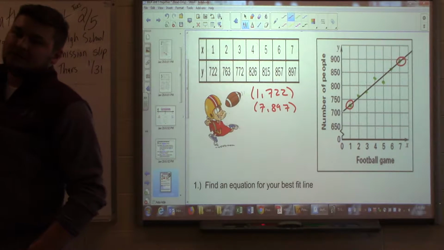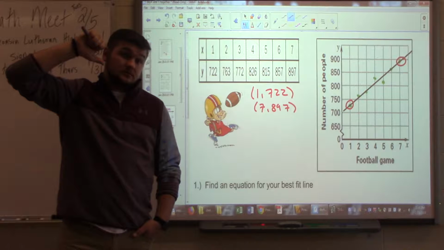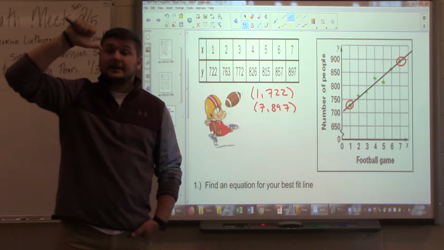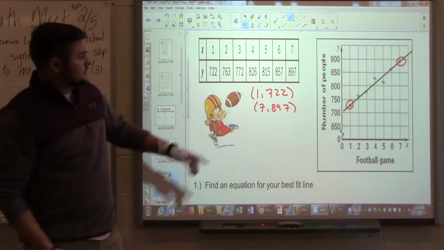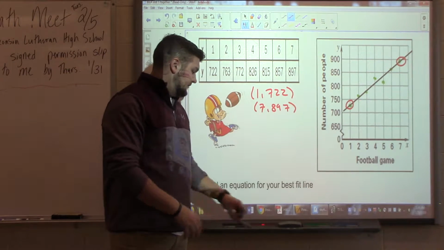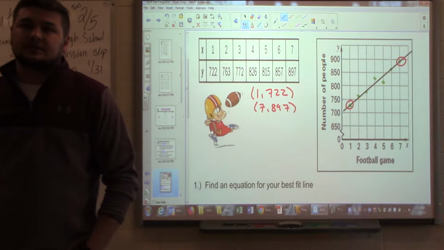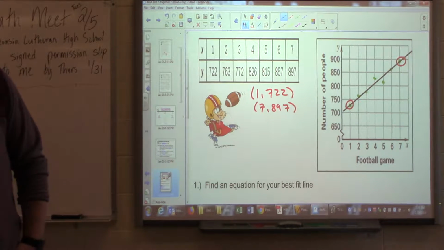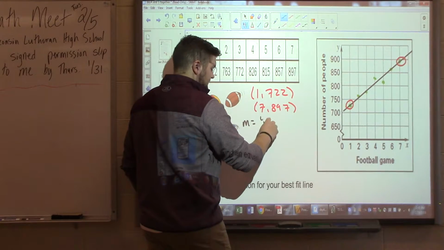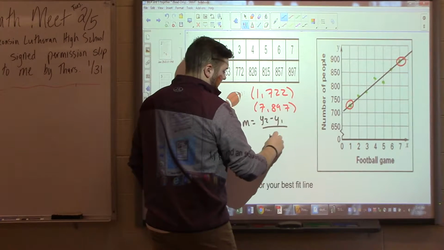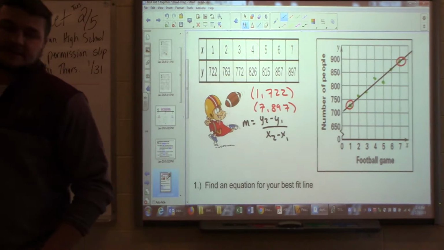Well, when I write an equation, what's the number one thing I need? Slope. Right? I need slope. I don't have slope right now. I have 2 points. Can I find slope from 2 points? Yes. How so? y2 minus y1 over x2 minus x1, right? It's our slope formula. Change in y over change in x.